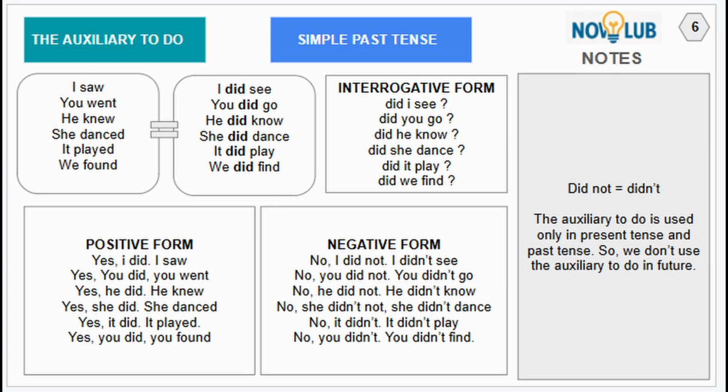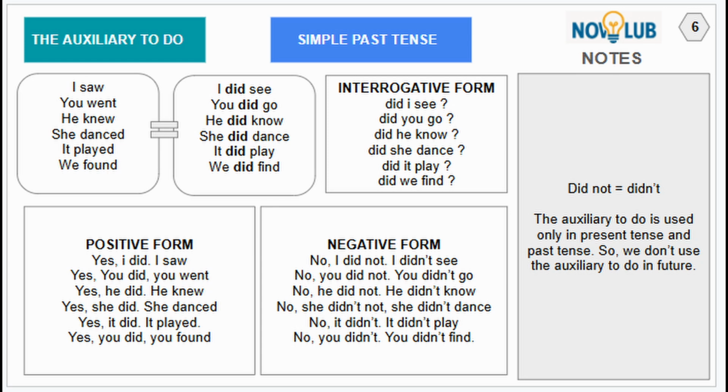Sometimes you may forget the past tense of the verb. You don't remember that the past tense of the verb to see is saw. Just say I did see you yesterday. Though it is not good English, it is a correct one. I saw you, I did see you yesterday. You went to school, you did go to school. You see, when you put did as the past tense of the verb to do, don't put the verb in the past again. Don't say you did went, no, but you did go. He did know means he knew, and so on.